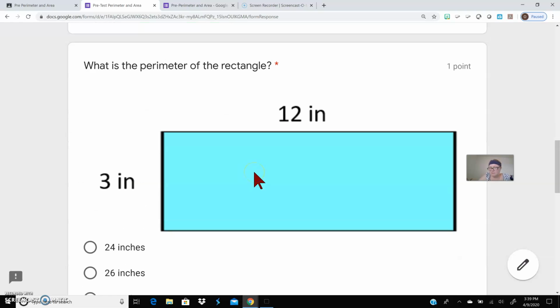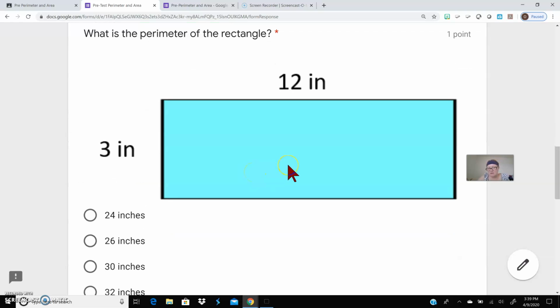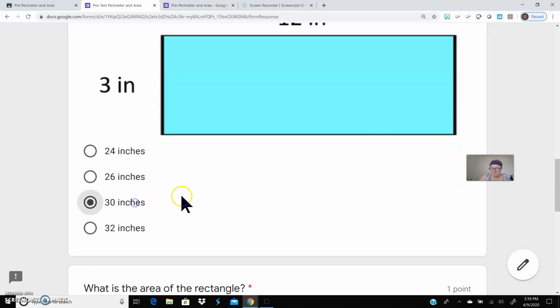What is the perimeter of the rectangle? Okay, so now like we talk about congruent sides, remember this side and this side, they're congruent to one another. So remember, I need to add, not multiply, add. So if I had my sheet of paper, I would put down on the bottom, I'd put a 12, and then I'd put a 3. So now I've got 12 plus 12, which is 24, okay? And then I'm going to add 3 more, 27, and then 3 more, it's 30.